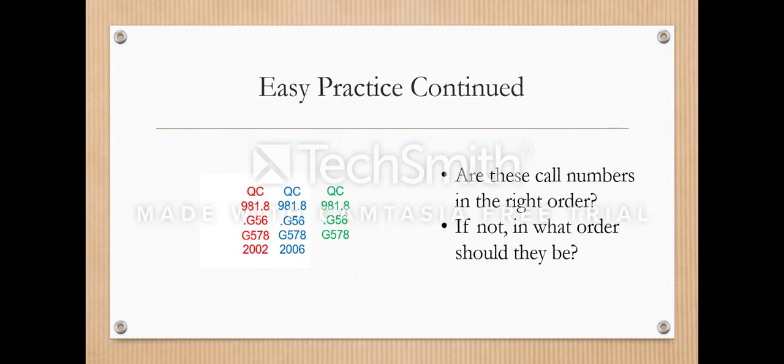Here's another easy practice question for you. Are these call numbers in the right order? If not, in what order should they be in? Again, you can pause the video here to answer for yourself. The answer is that the green book should come first because it has no date at the bottom. Remember, nothing comes before something.